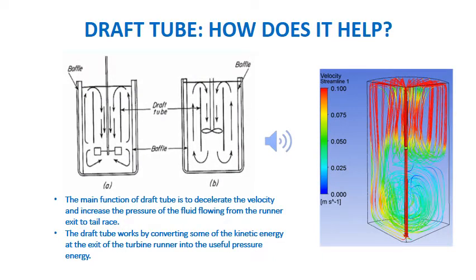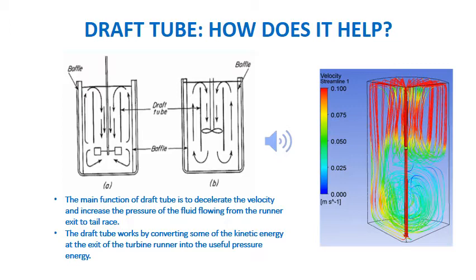Now draft tubes are a very important feature. Their main function is to decrease the velocity and increase the pressure of the fluid flowing from the runner exit to the tail race. Okay, so here the pressure difference is being talked about. These convert the kinetic energy at the exit of the turbine runner into useful pressure energy. If you see their placement in the diagram, in case of the propeller impeller, these are covering the propeller, whereas in figure A, in case of turbines, these are above the turbines. So this is their positioning.